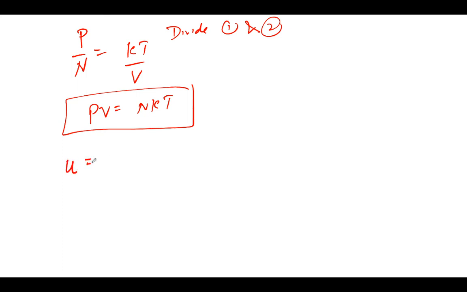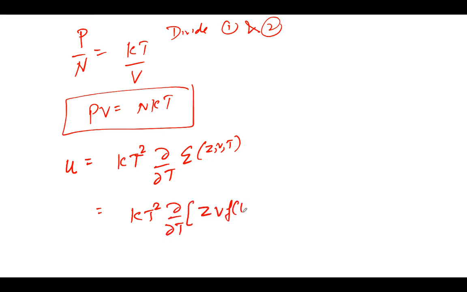Similarly, you can find out the internal energy, which is equal to KT squared into partial derivative with respect to T of the Q potential. Putting the value of this Q, this equation becomes KT squared partial derivative with respect to T of ZV into f of T. Taking the derivative with respect to T, this becomes ZV KT squared into f dash of T. So f dash represents the function's derivative with respect to T. Similarly, you can find out the various parameters. I will not derive each thermodynamic parameter, but you can find all of them from these relations.